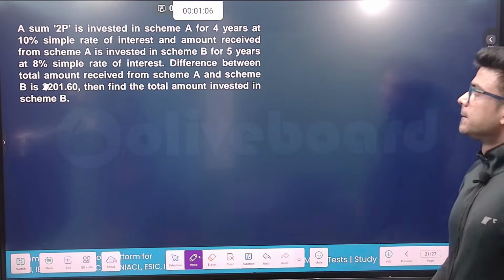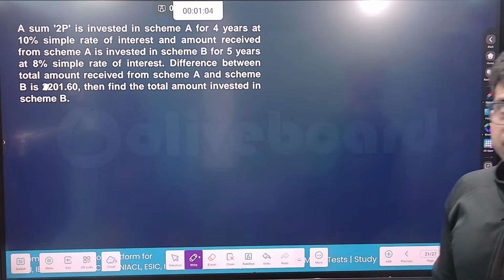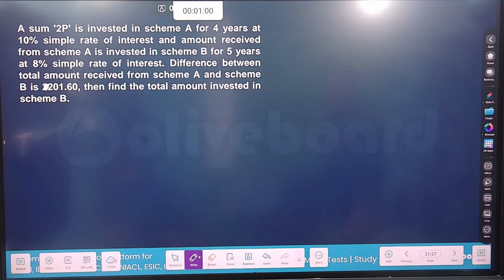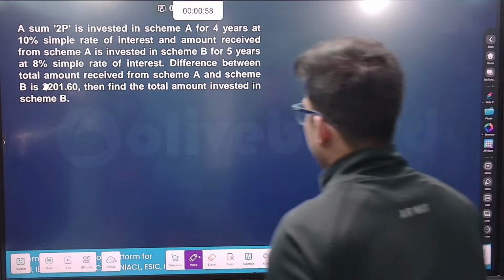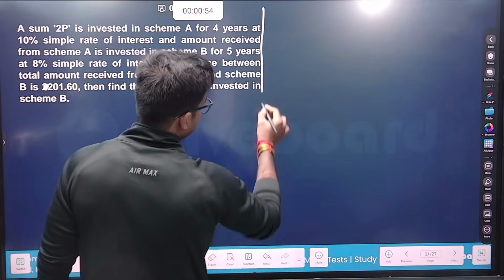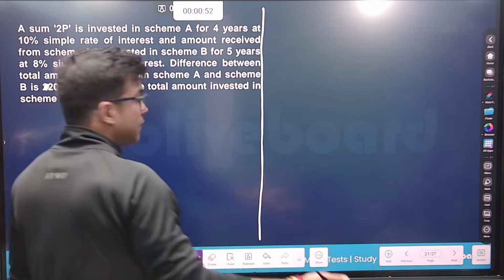Okay. So I think I have given you enough time. Let me just do it. A sum 2p is invested in a scheme A. First of all, understand the language and then try solving it. Might be you have seen this question earlier, might be you haven't seen this question.